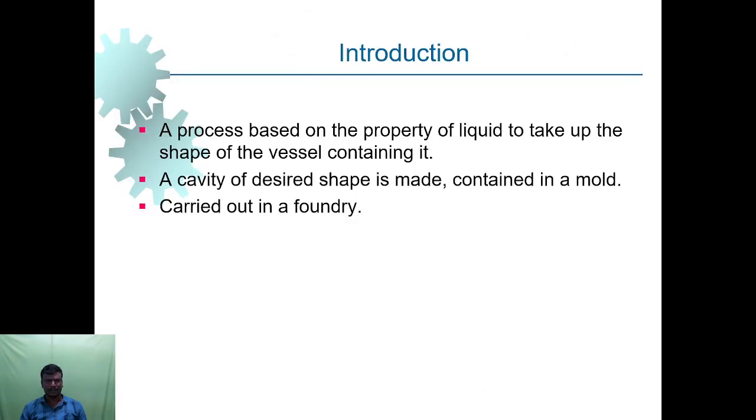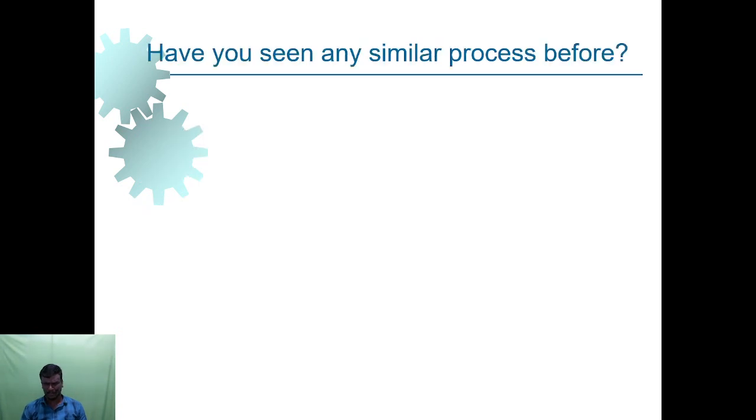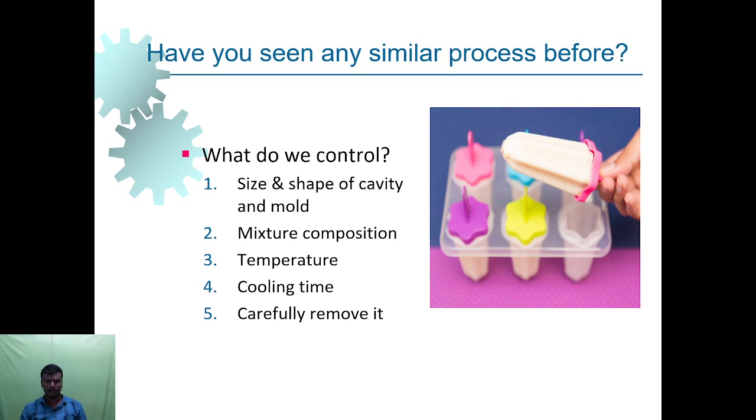The first is the introduction. Casting is a process based on the property of a liquid to take up the shape of the vessel containing it. A cavity of the desired shape is made in a mold, carried out in the foundry. Have you seen any similar process before? What do we control in the casting process? The size and shape of the cavity and mold.